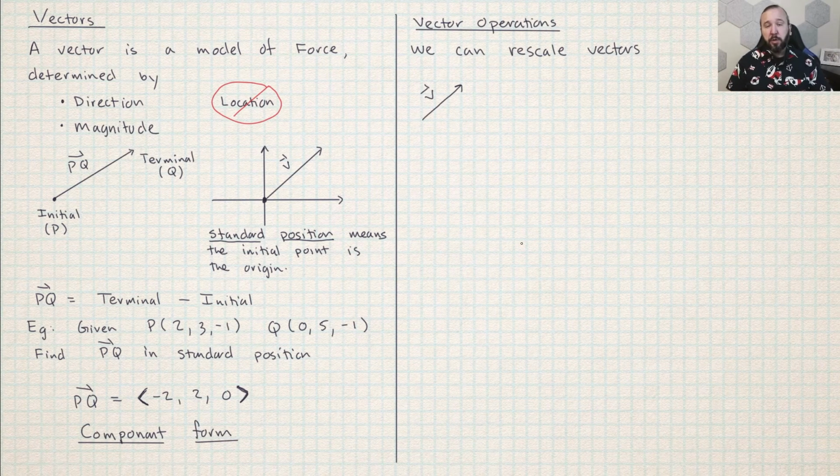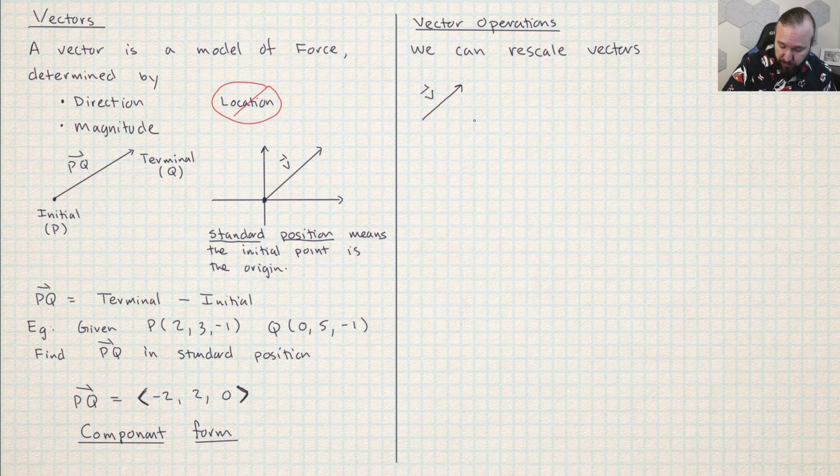So what can we do with vectors? Well, we can perform vector operations on them. Again, this is borrowed from the way reality works. So what can you do with forces? Well, you can make a force stronger or not as strong.